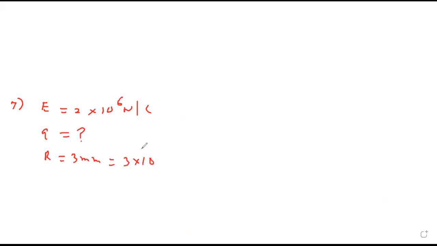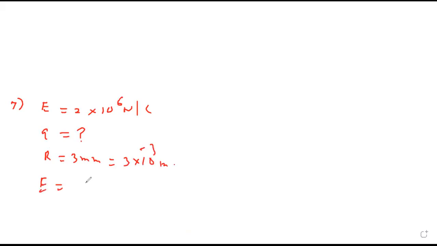Sum number 7. The electric strength of air is 2 into 10 raised to 6 Newton per coulomb. The largest charge on a metal sphere of radius 3 millimeter can hold, 3 millimeter, 3 into 10 raised to minus 3 meter.